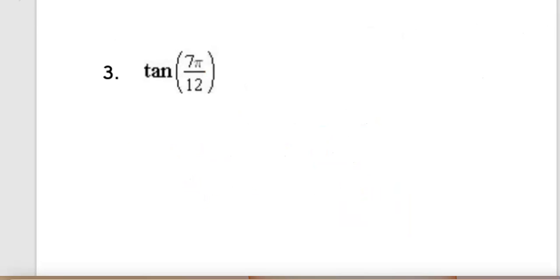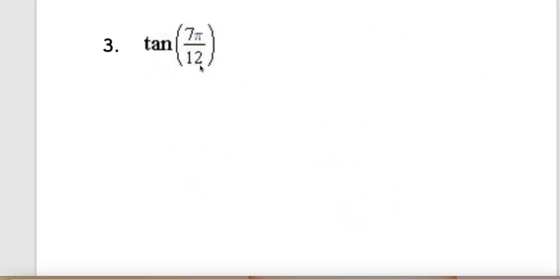Okay, now let's look at our question over here. It says tangent of 7 pi over 12. So what I can do is I can rewrite it like this also. Tangent of, simpler if I do, 4 pi over 12 plus 3 pi over 12.